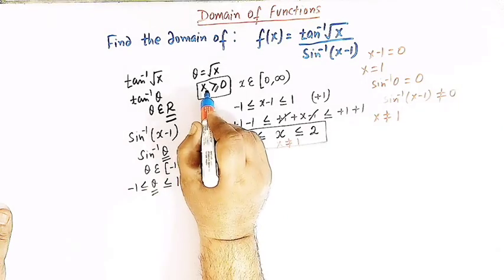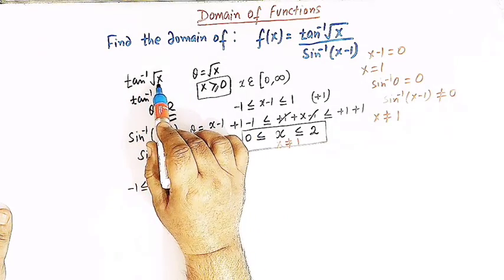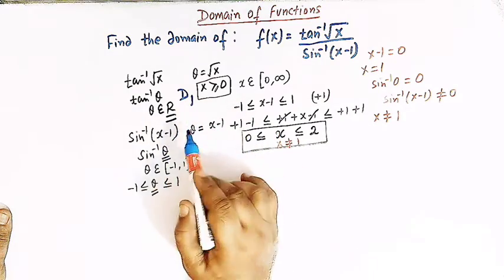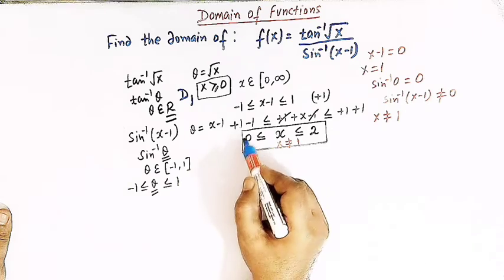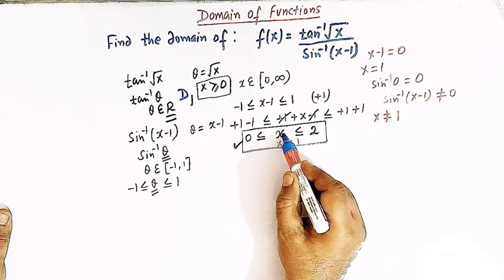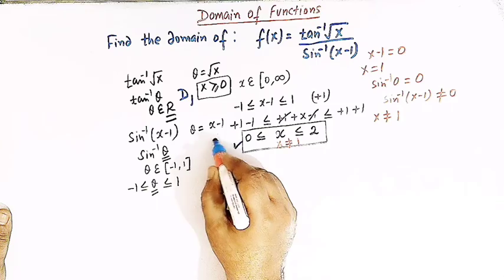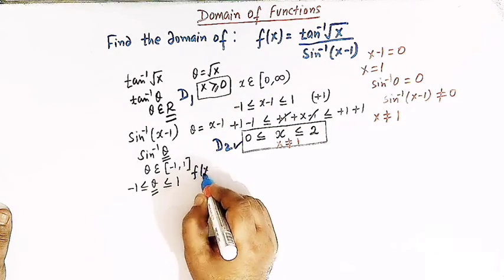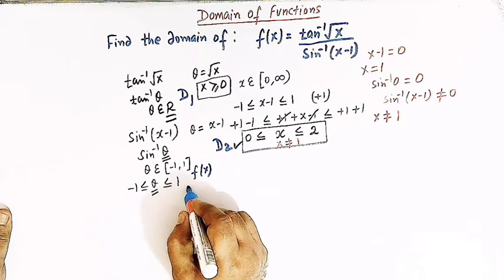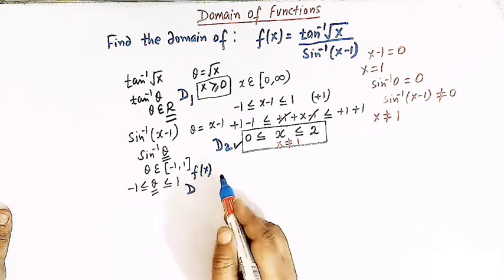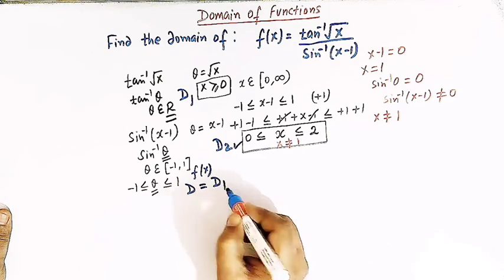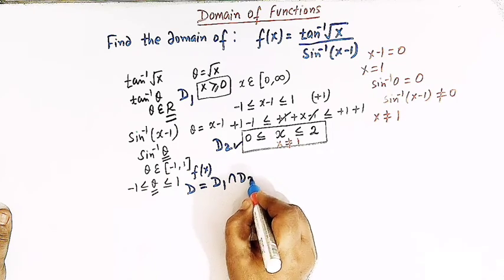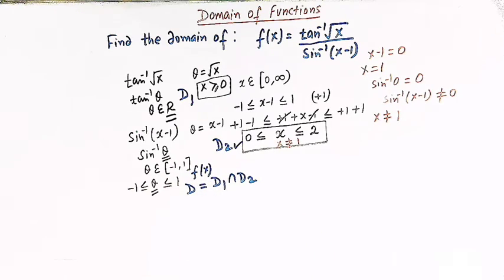So now let us call the domain of tan inverse square root of x as D1, and the domain of sine inverse (x minus 1), which is given by these two expressions, let us call it D2. So the overall domain of the function f of x is given by, say, D is the domain of f of x. So D is given by the common region between D1 and D2. So we have the intersection of D1 and D2.